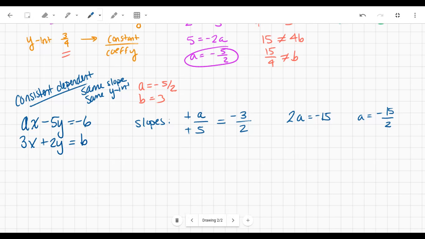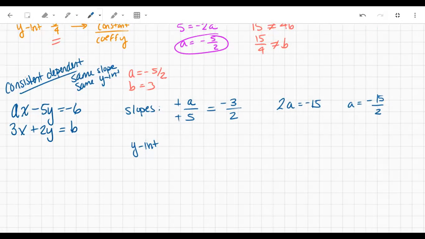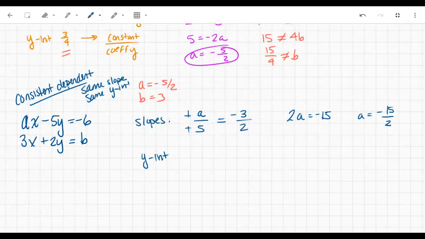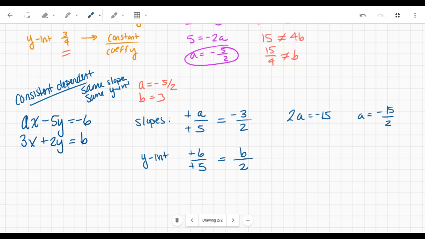I'll summarize this below again and maybe even do another one. Your y-intercepts then, I remember c over b up there. So we're going to have negative 6 over negative 5 has to equal b over 2. So we're going to get those positive. So 2 times 6 would be 12, that's a 6, not a b, equals 5b. So b is 12/5. And that's your answer there.